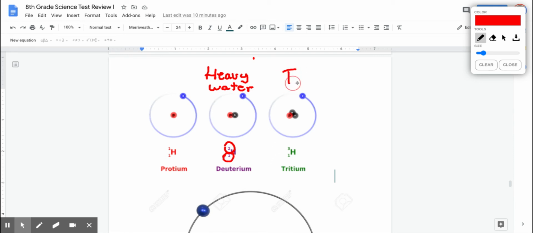So again, these are isotopes. So you don't see the isotopes or the ions on the periodic table. They're just different forms of the elements.